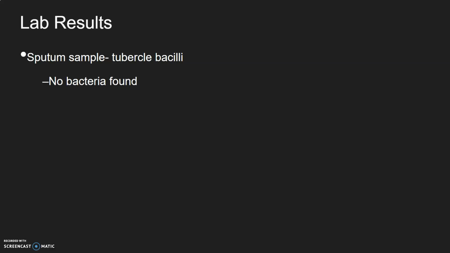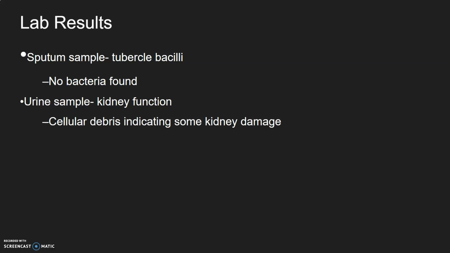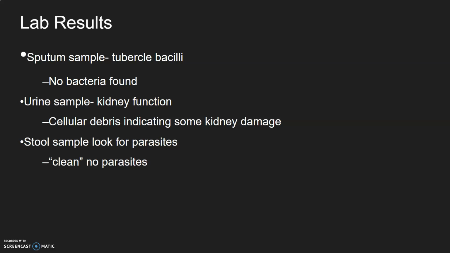And now the results. Our first one, the sputum sample looking for bacteria, turned up negative. So no bacteria is found. He did not have tuberculosis. His urine sample was examined, and it turned out there was some cellular debris. There are some cell parts in the actual urine, and so that's an indication of some kind of kidney damage going on. Finally, the stool sample, they looked for parasites, and we're happy to report they were clean, no parasites.